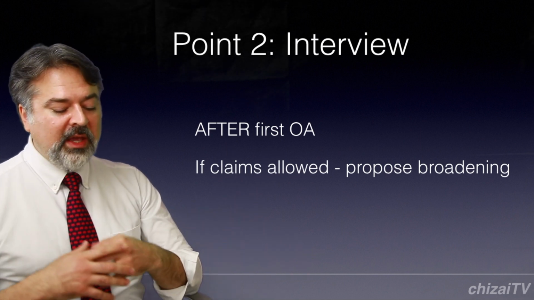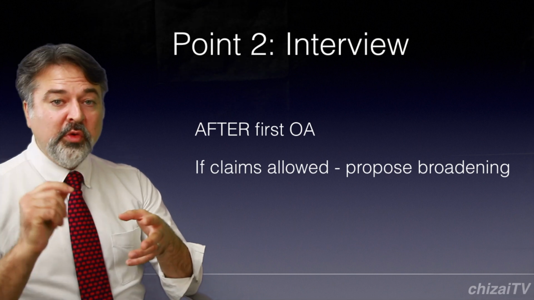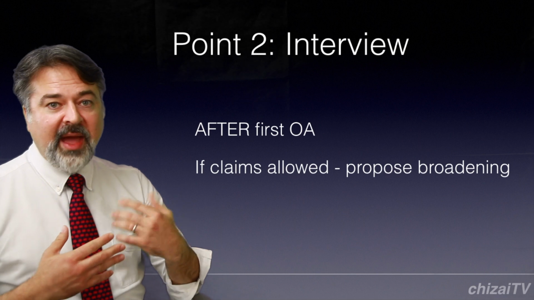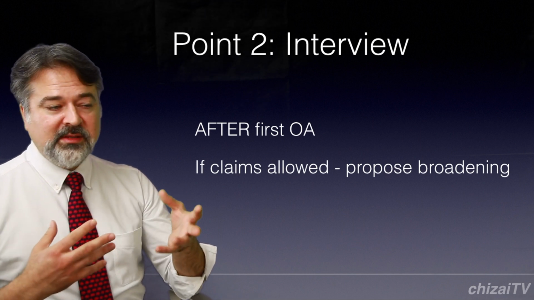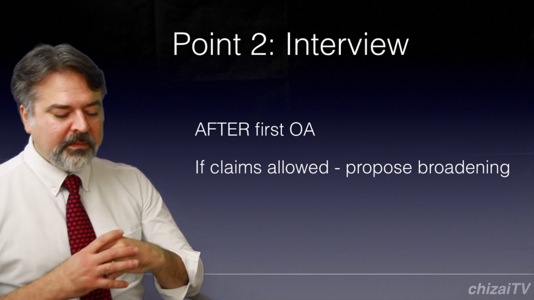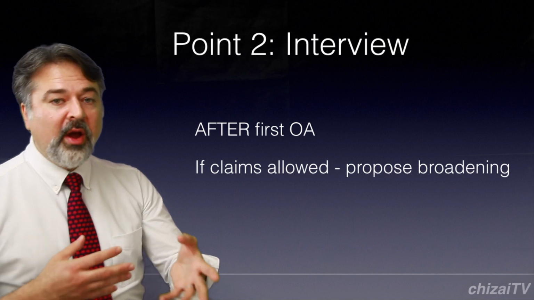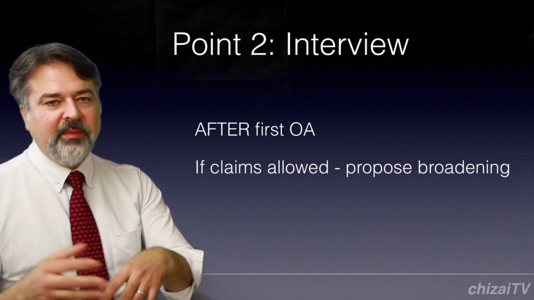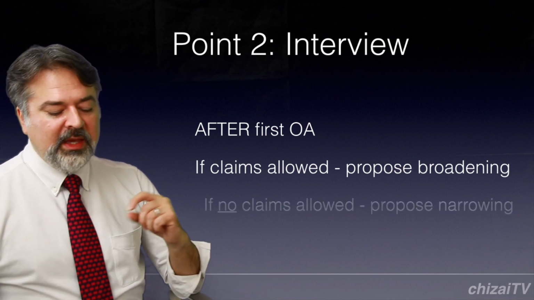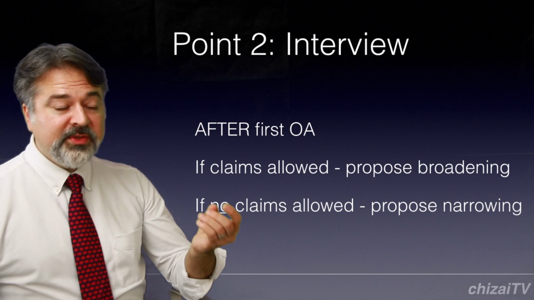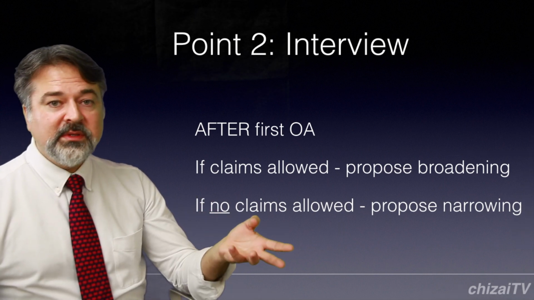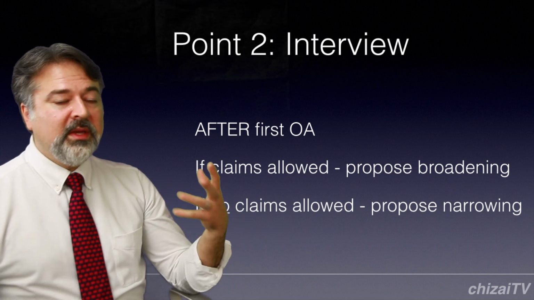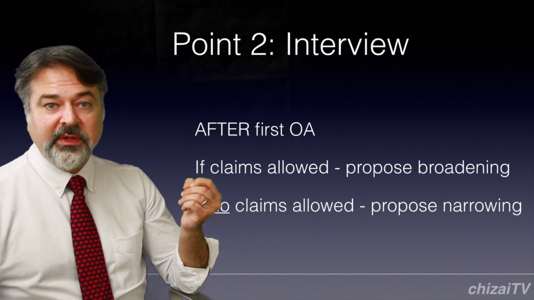If the examiner allows the claim, the examiner did a good prior art search. Now, if we discuss maybe removing some features from the allowed claim, the examiner can give us good feedback because the examiner is familiar with the prior art. So we can propose broadening the claims, and maybe the examiner can say, yes, I will allow this claim during the interview. If no claims are allowed, propose some narrowing amendments, propose some narrower claims to the examiner, and maybe the examiner will allow something during the interview.